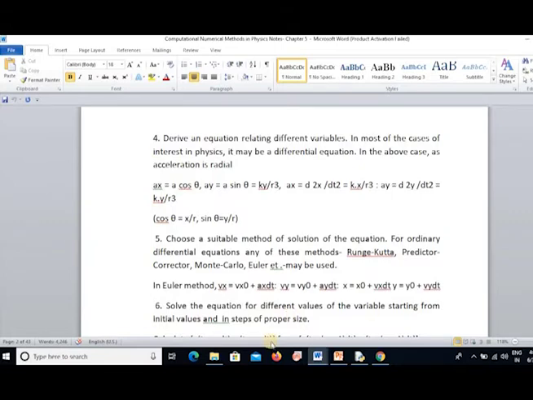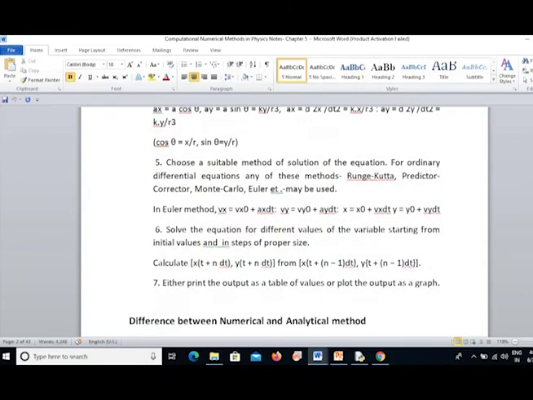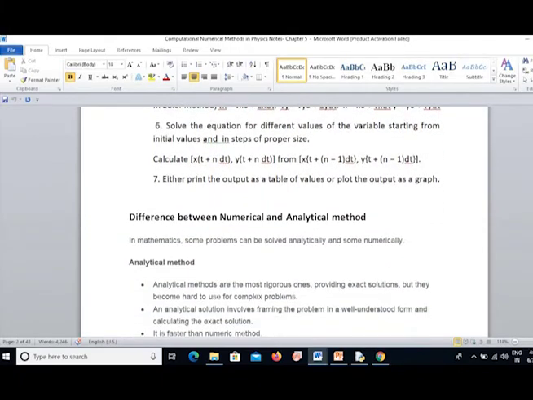Using the Euler method that we have discussed already, Vx is equal to Vx0 plus Ax dt, and Vy is equal to Vy0 plus Ay dt. X is equal to X0 plus Vx dt, and Y is equal to Y0 plus Vy dt, etc. Now what we have to do is solve these equations for different values of the variables, starting from initial values and in steps of proper size, getting the new values. Then we identify the present xy coordinates, present velocity, etc. And we can print the output or visualize it using graphs, using matplotlib.